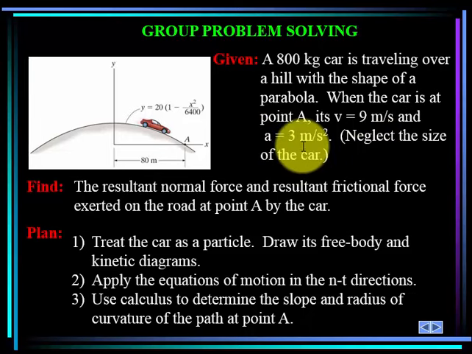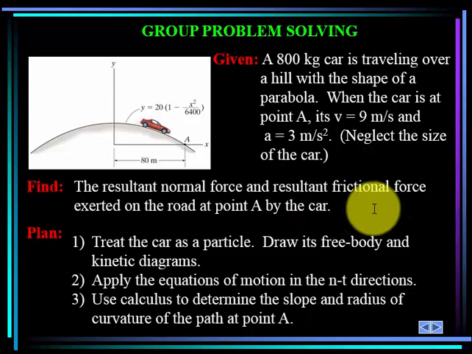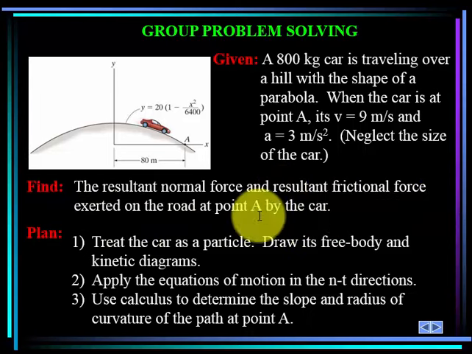There's no rotations or anything like that to worry about. What we want to know is what is the normal force between the car and the ground, and what is the frictional force. That frictional force would be exerted by the tires, between the tires and the road, to cause the car to be able to accelerate in its tangential direction. We will learn that normal force, and we will learn that friction force by applying the equations of motion in the normal tangential direction, and we'll apply any appropriate kinematics.